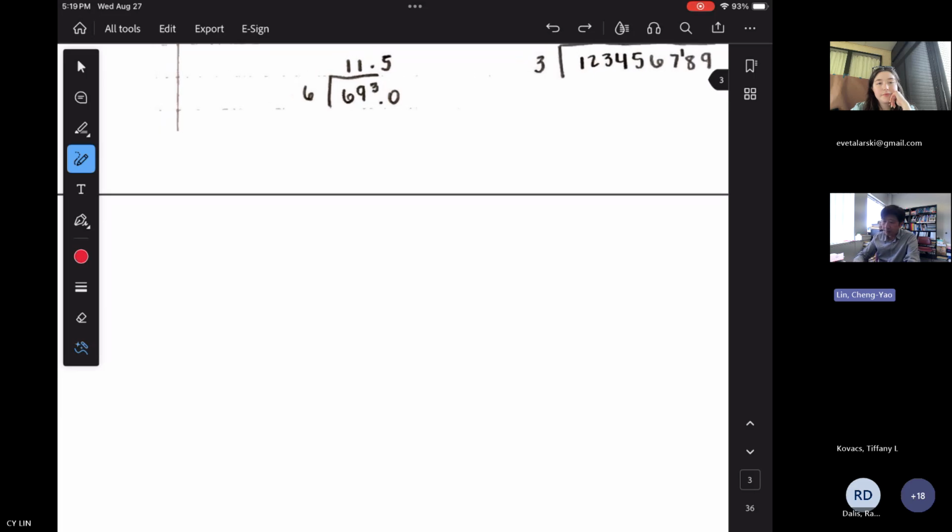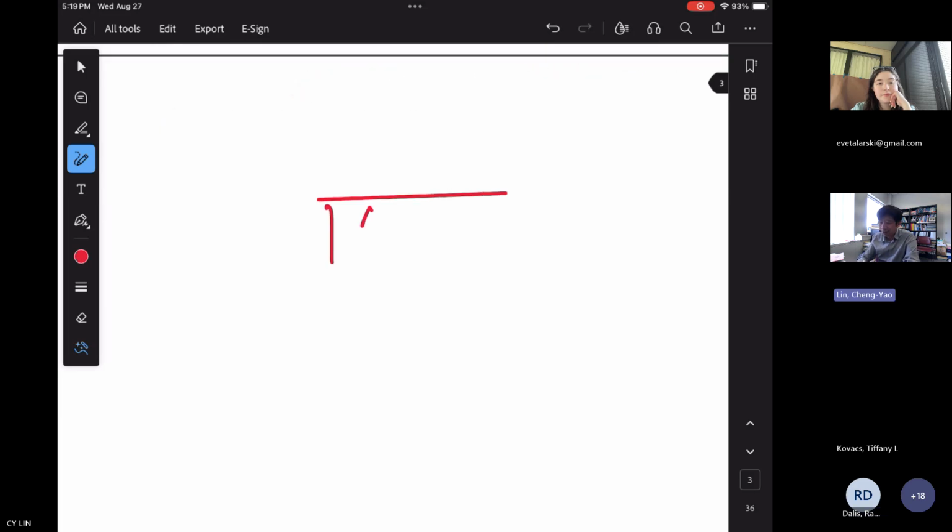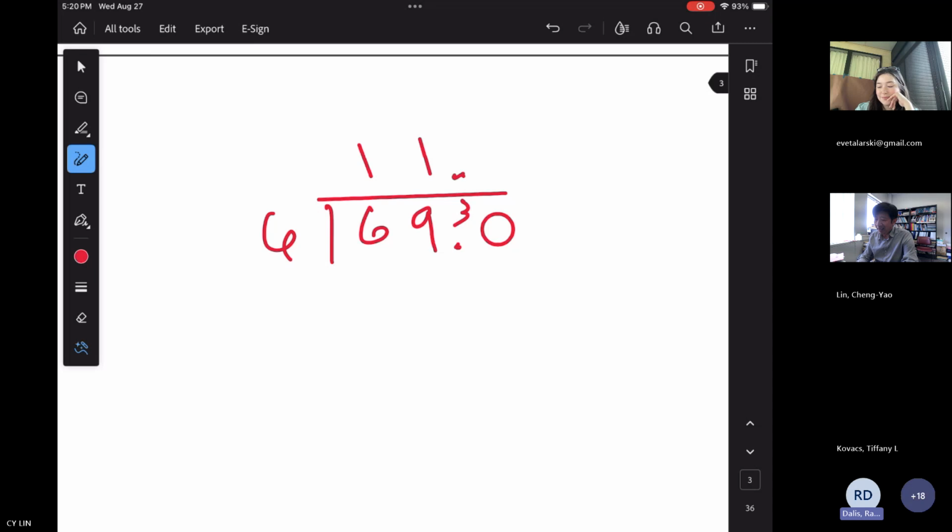Okay, how about this one? Back to our 69 divided by 6. Oh, that's easy now, right? You have a 1. Is that right? Yes. And then you put on 3. Is that right? Yep. And then you put the decimal point, 9, decimal point, 11.5. Oh, division makes it easier. So fast. Yeah, division makes it easier for students.